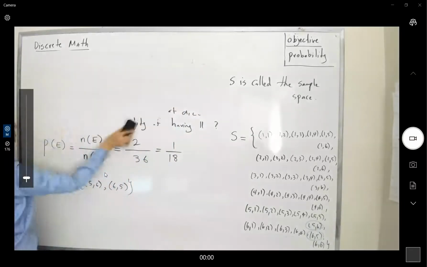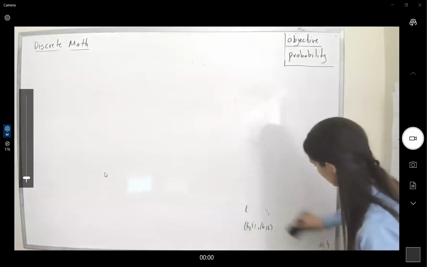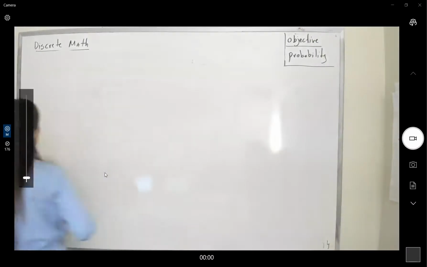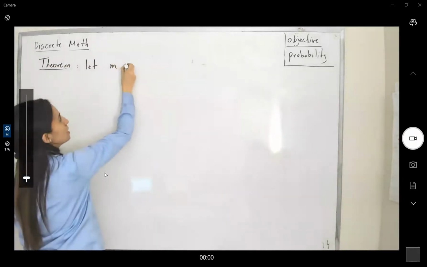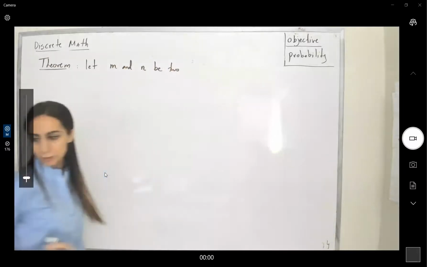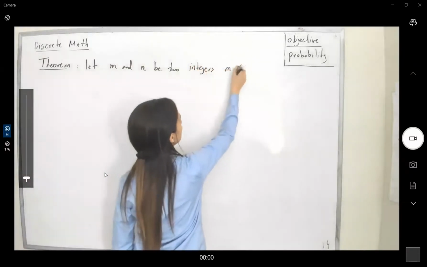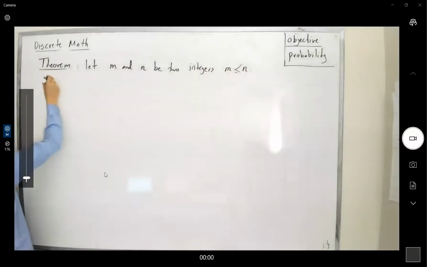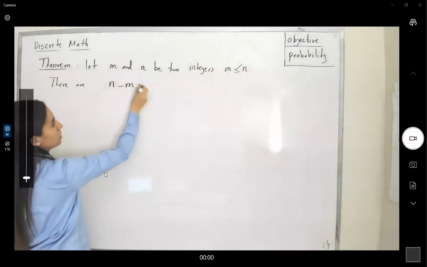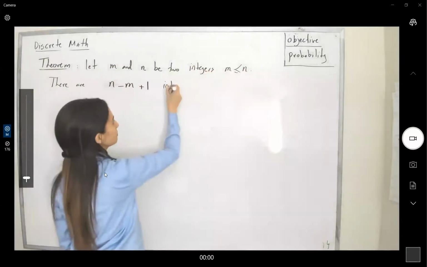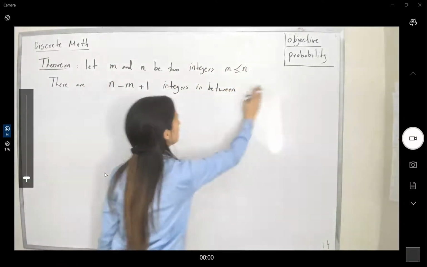And theorem. Let M and N be two integers such that M is less than or equal to N. There are N minus M plus 1 integers in between M and N inclusive.